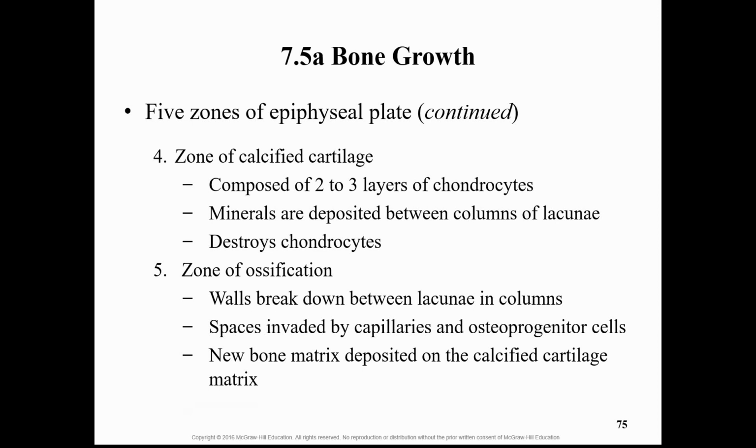And this is where we're destroying the chondrocytes and replacing them with calcified tissue. And then finally, the zone of ossification, where we're breaking down the lacuna, typically in columns, and then the space is invaded by capillaries and osteoprogenitor cells, and we're replacing that cartilaginous tissue with our new bone matrix, that osteoid, which is then deposited on our calcified cartilage.